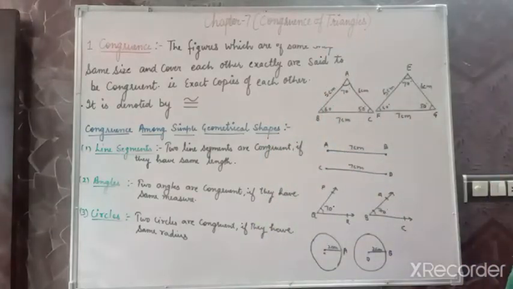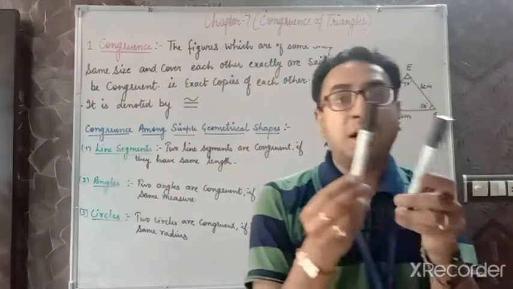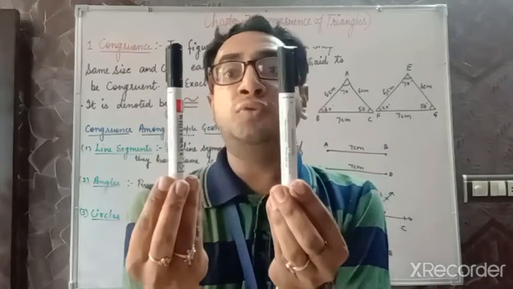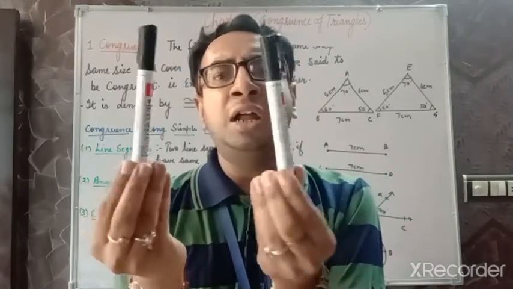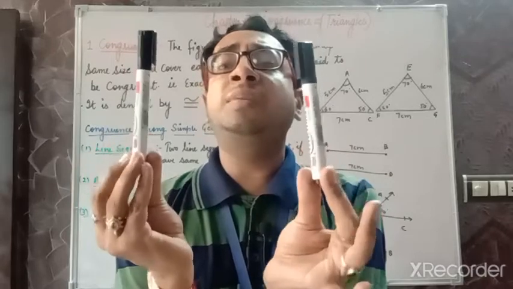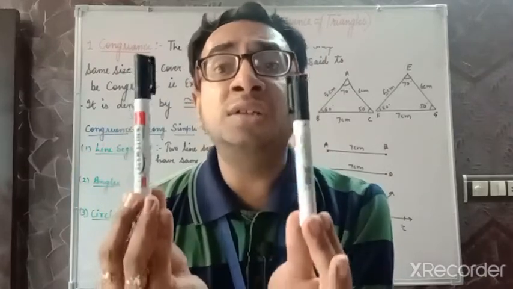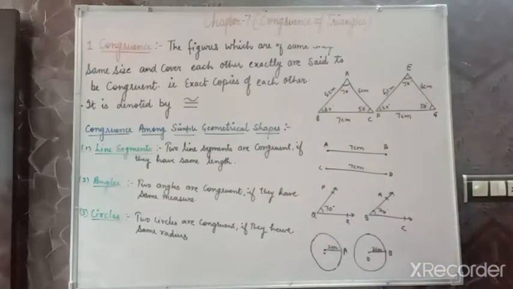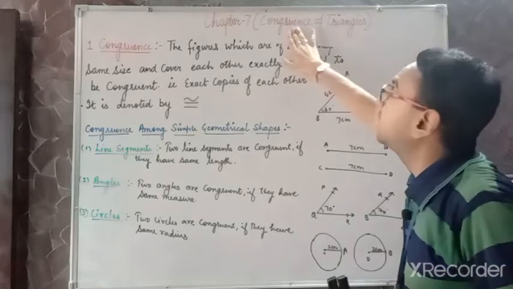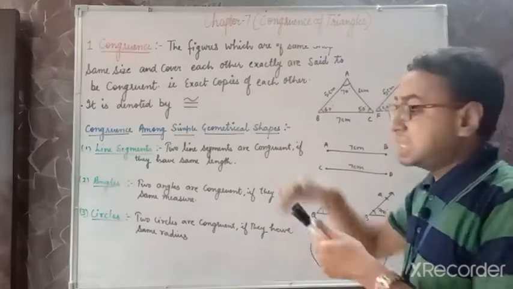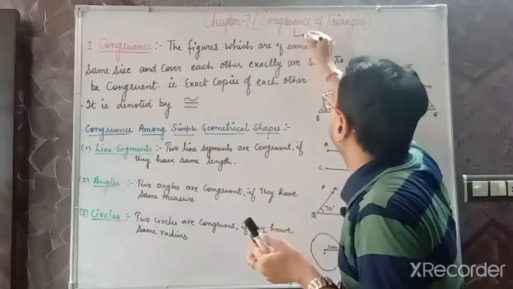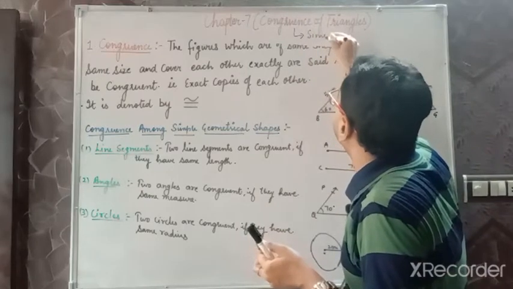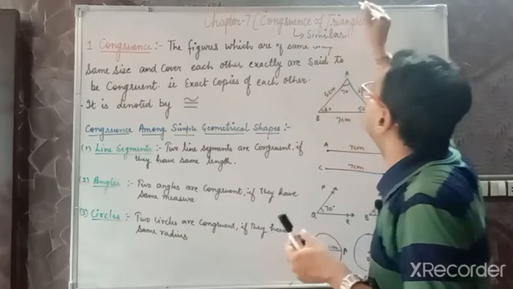For example, again I'll take my two markers. They are congruent to each other because they are exactly similar. Look from any side, they are exactly similar. Hence, these two markers are congruent. Clear? This is what congruency means. Congruence means similar.